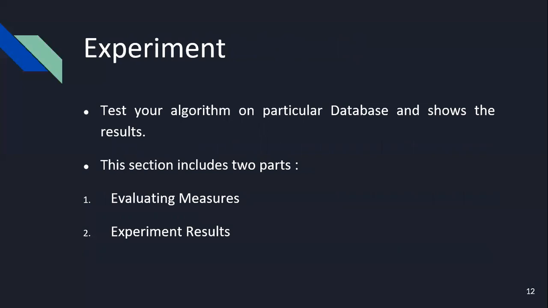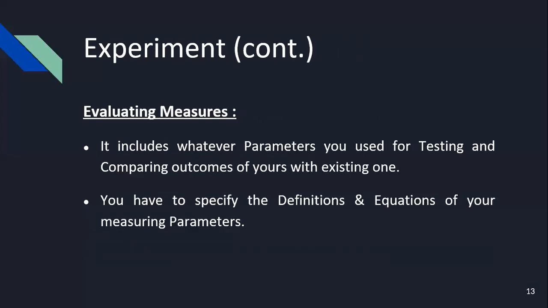Now, experiment. It is the time to test your algorithm on a particular database and show the results. This experiment section of your paper will include two parts. First, evaluating measures, and second, experiment results. So first we'll see the first part, evaluating measures. It includes whatever evaluating parameters you used for testing and comparing the outcomes of your work with the existing one.